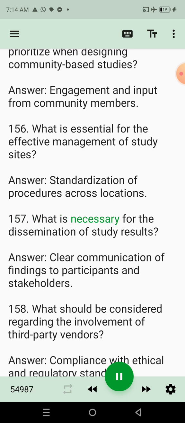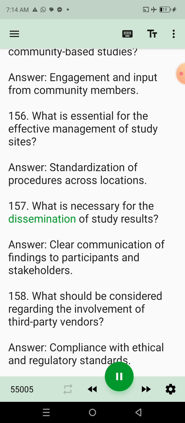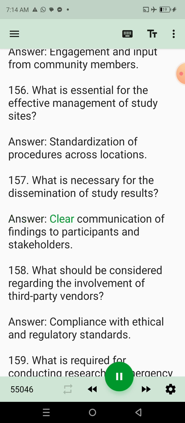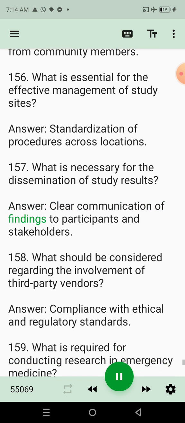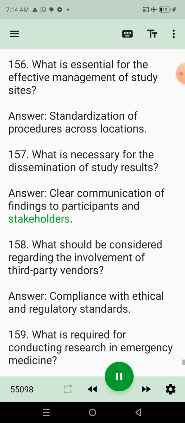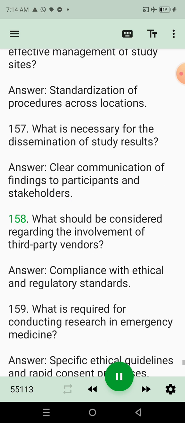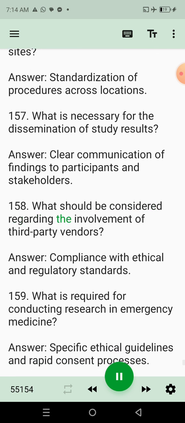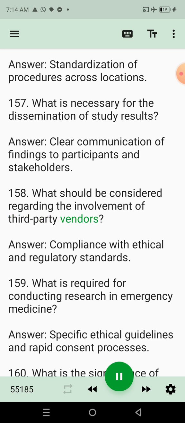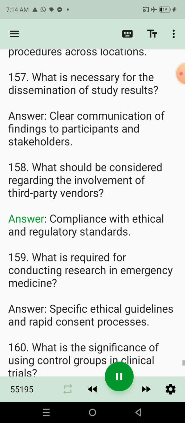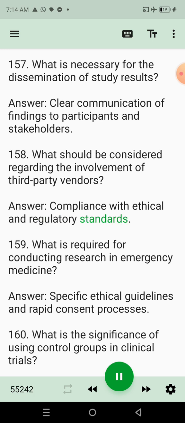157. What is necessary for the dissemination of study results? Answer: Clear communication of findings to participants and stakeholders. 158. What should be considered regarding the involvement of third-party vendors? Answer: Compliance with ethical and regulatory standards.